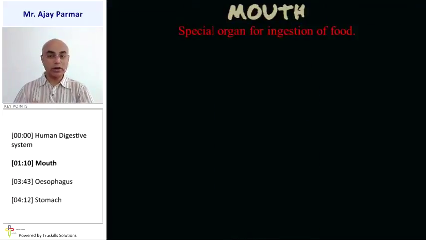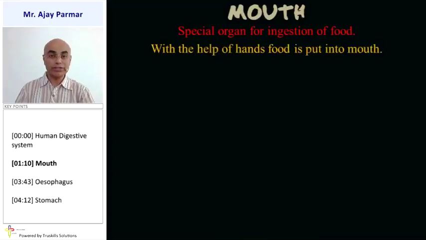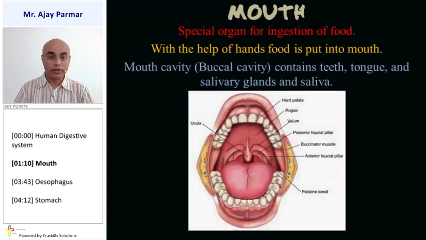The mouth is a special organ which is meant for the ingestion of food. That means the process of ingestion of food takes place in the mouth. With the help of our hands, we put food in our mouth. The mouth includes the buccal cavity, that is the mouth cavity, which contains teeth, tongue, salivary glands, and obviously the saliva.